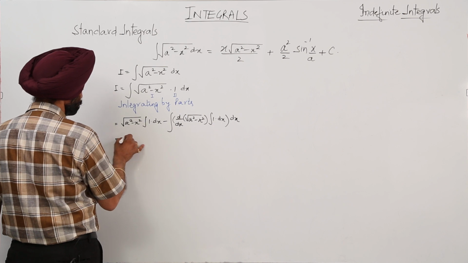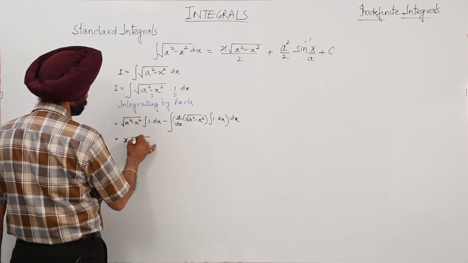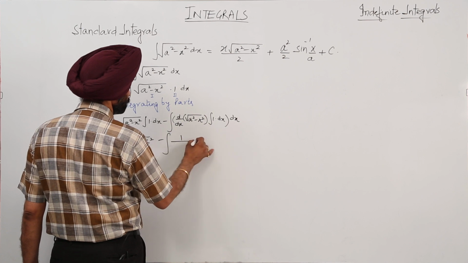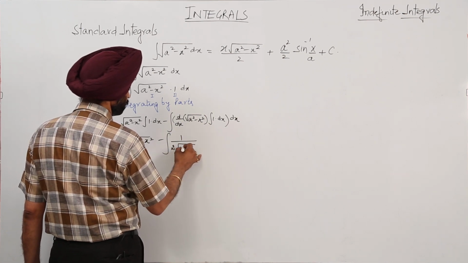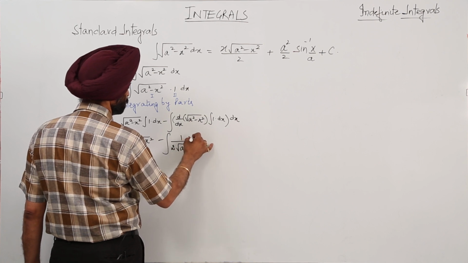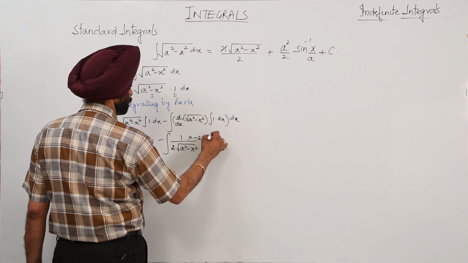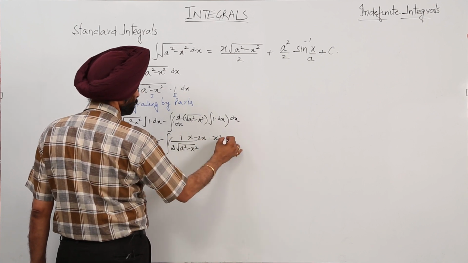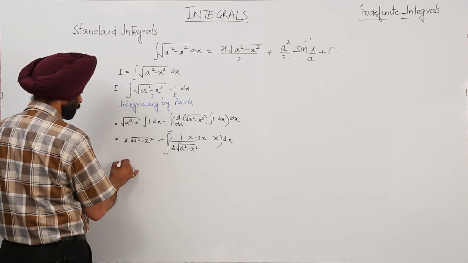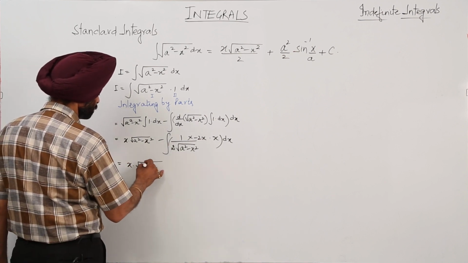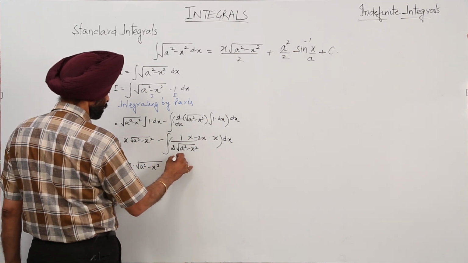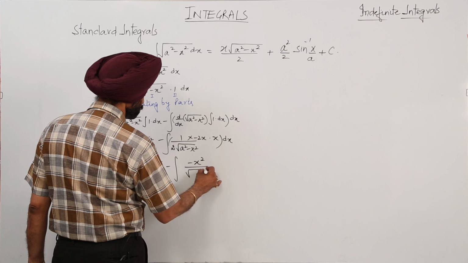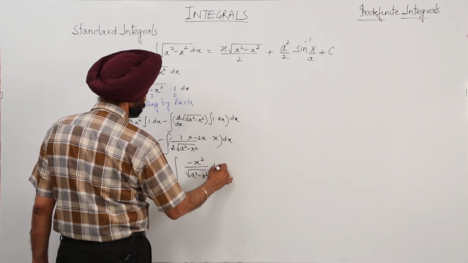Now this becomes x square root of a square minus x square, minus integration of d by dx of square root of a square minus x square, which becomes 1 upon 2 square root of a square minus x square into minus 2x, and for this, that is, x dx. So x square root of a square minus x square minus, now in this part, 2 and 2 cancel, we are having minus x square upon square root of a square minus x square dx.